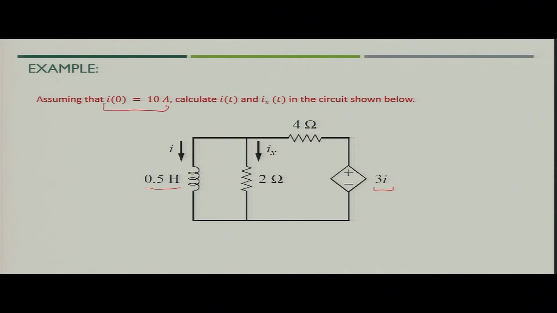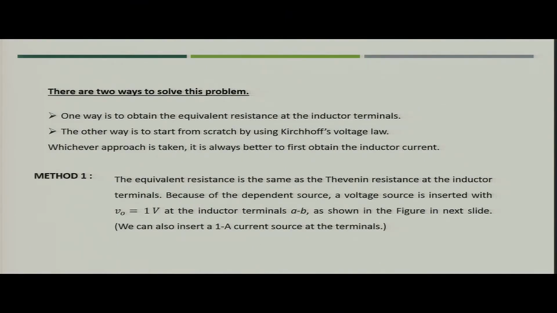Now, the initial value which is given here is I at time t equal to 0 is 10 ampere. We need to find the value of I at time t through the inductor, and find the value of current I which is flowing through the 2 ohm resistor. Here we have two ways to solve this problem. One way is to obtain the equivalent resistance at the inductor terminal, or the other way is to start from scratch using Kirchhoff's voltage law.